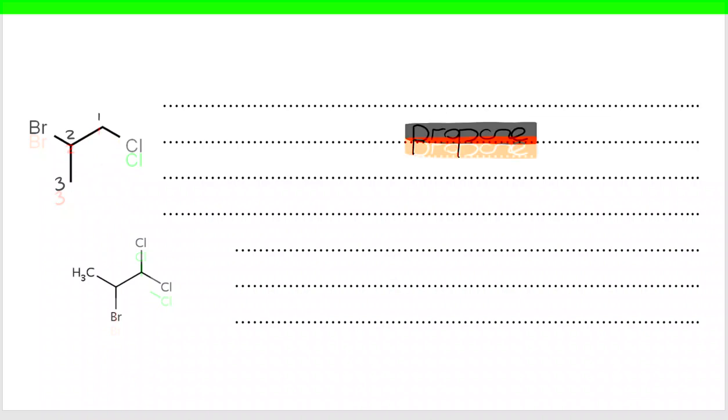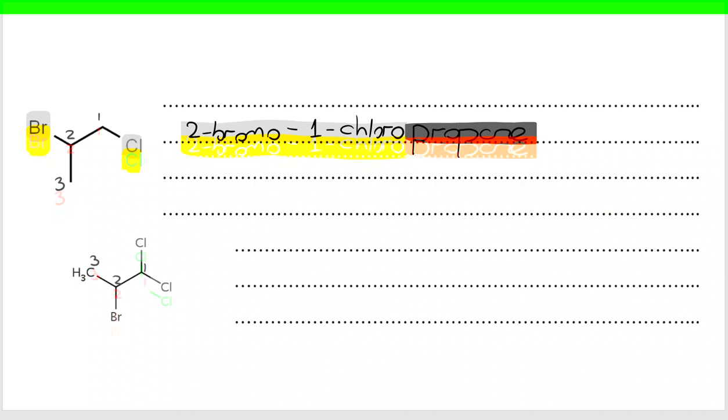Now, it's propane because of the 3 carbons in a continuous chain. And I have got a bromo on the 2nd position, so that's 2-bromo. And I've got a chloro on the 1st carbon, so that's a 1-chloro. You'll notice I've put them in a particular order. Anything else would be incorrect because any prefixes in your name must be in alphabetical order. Bromo comes before chloro. We don't do 1 and then 2.